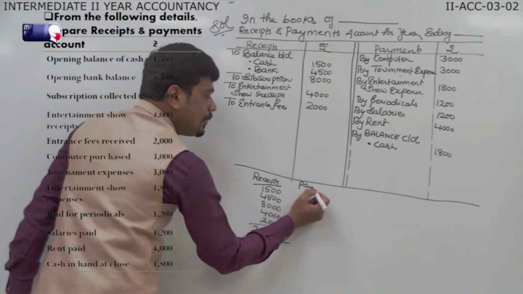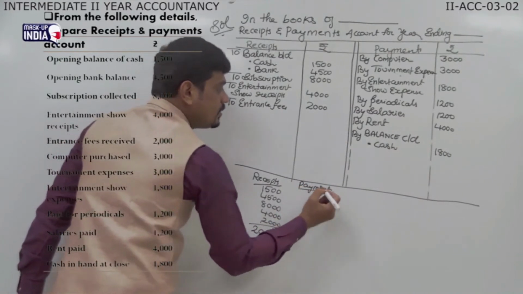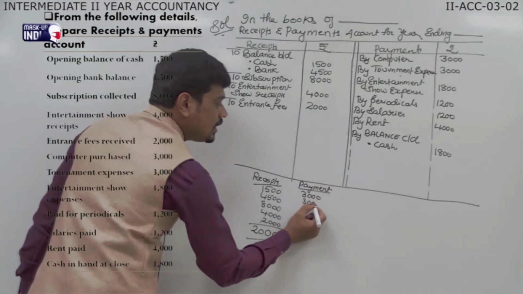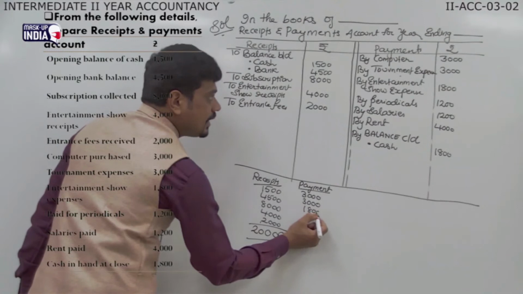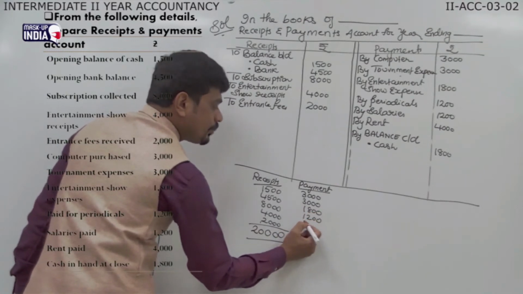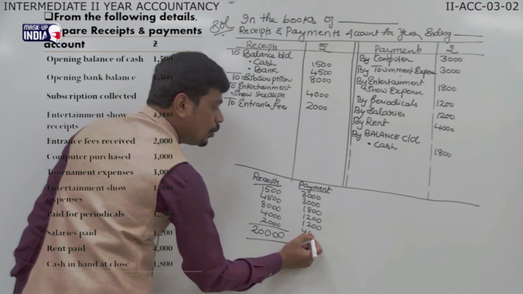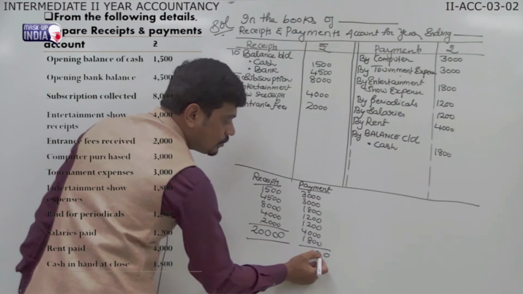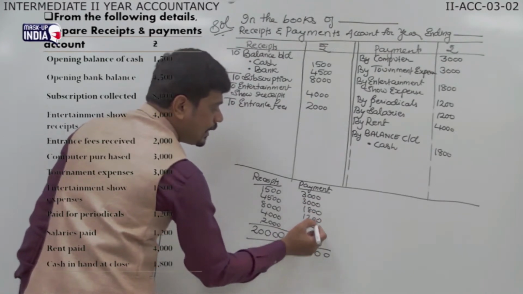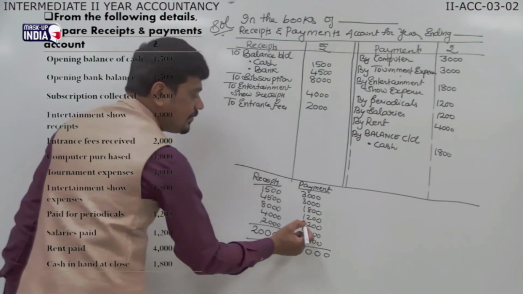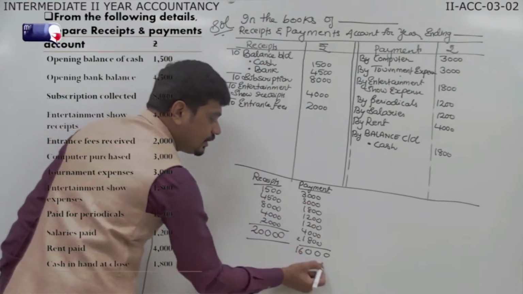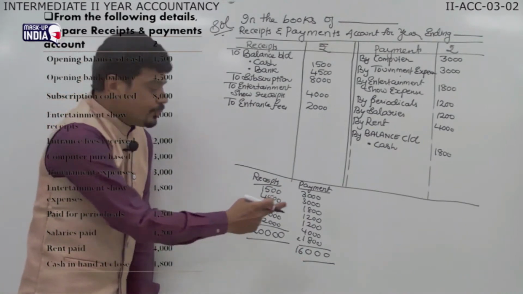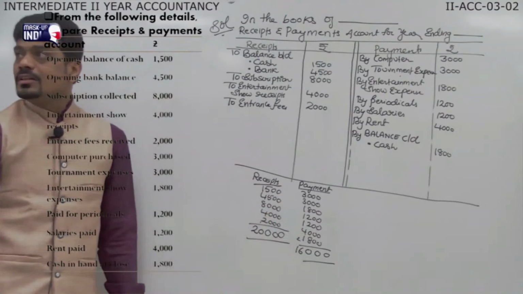Next to that, we'll do the payment total. So I'll write payments. Let us do the total: 3,000, again 3,000, 1,800, 1,200, 1,200, 4,000 and 1,800. We'll do the total: 0, 0, 8, 9, 10, 11, 12 plus 8, 20. 3, 7, 8, 9, 10, 10 plus 6, 16. It means there were 20,000 worth of receipts out of which we made payments of 16,000.